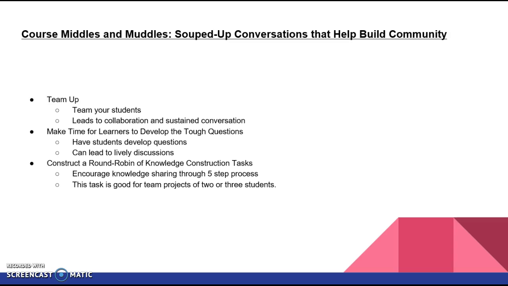Construct a round robin of knowledge construction tasks. Encourage substantive knowledge building through the following 5-phase process: sharing and comparing, discovering and exploring, negotiating of meaning, testing and modifying of proposed synthesis or co-construction, and agreeing on final statements. This task is good for team projects of 2 or 3 students.